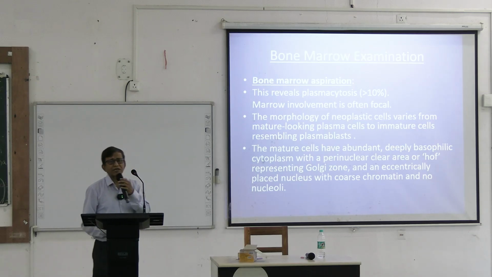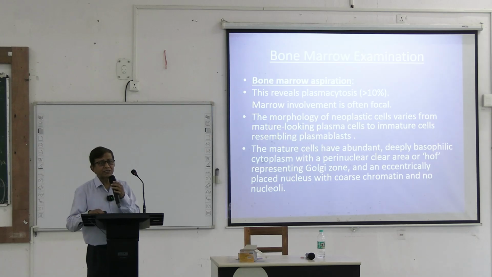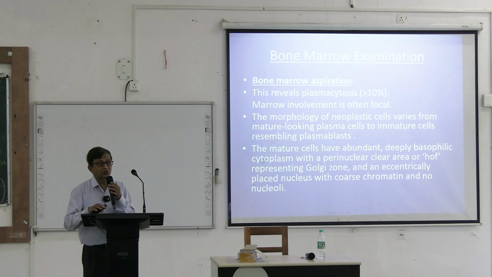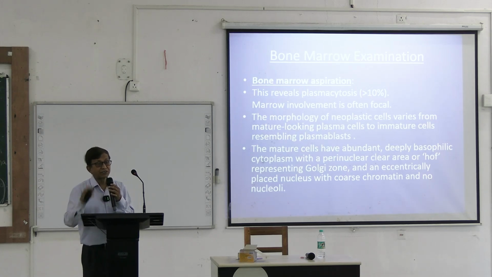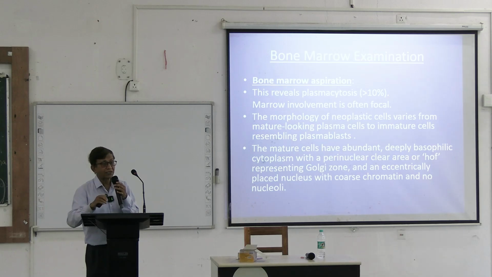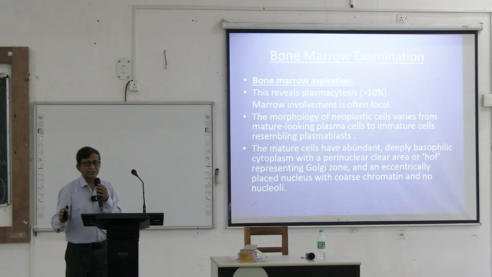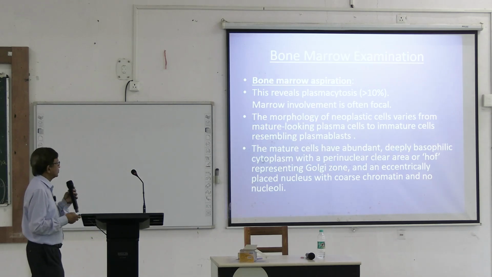So I have discussed it already. We will do bone marrow just to see that this plasma cell increase is not due to other causes, other chronic infection. Just to see that this abnormal plasma cell is originating from the bone marrow only, not due to other non-specific causes. So, just to prove.